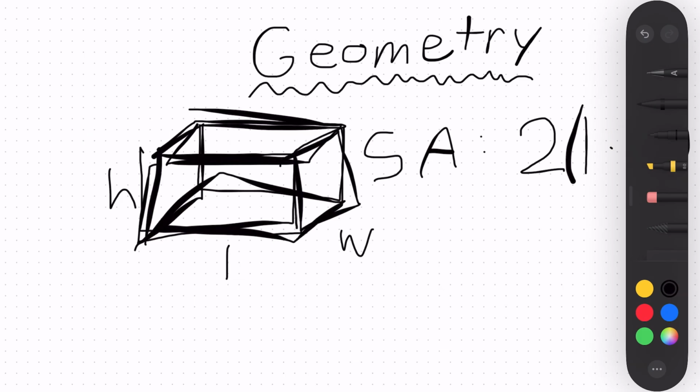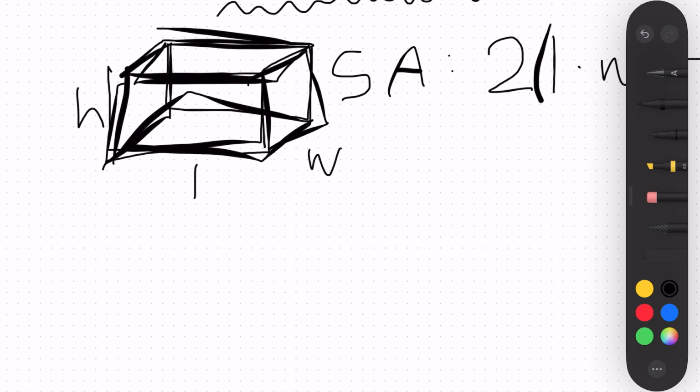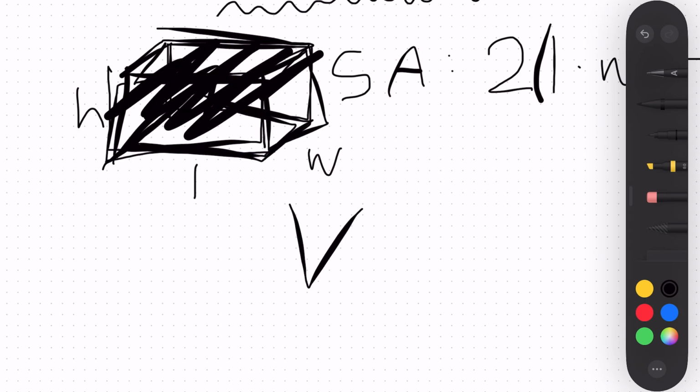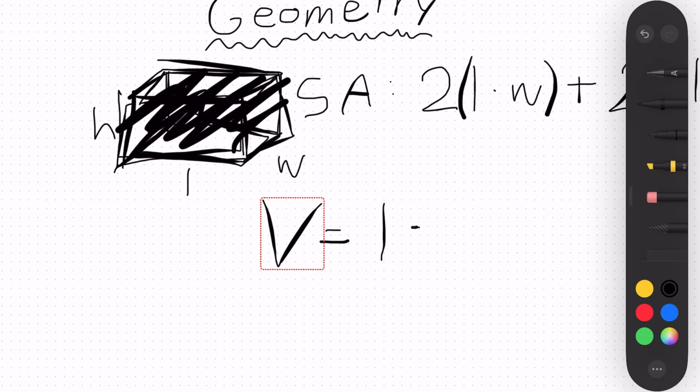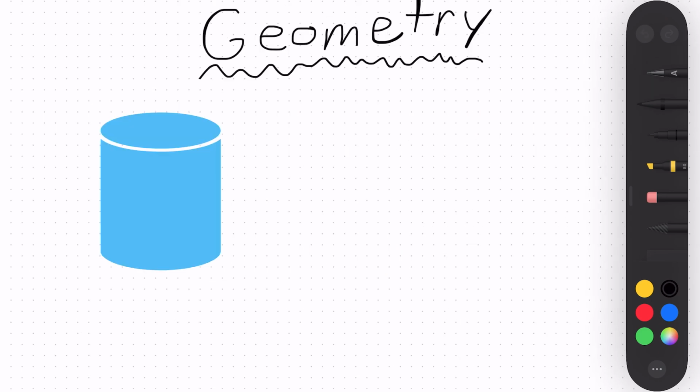To calculate the volume, this is much more simple. We just need the base, which would be length times width, times the height to fill up our entire shape. So this is just length times width, which gives us the base, times our height. Now let's move on to the cylinder.